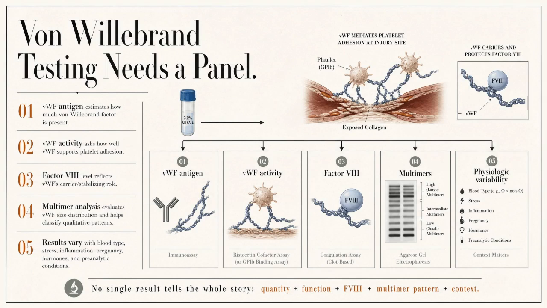This panel typically includes VWF antigen to measure the amount, activity assays to assess its function, and factor VIII activity. Sometimes, multimer analysis helps us subtype the disease. Interpretation can be tricky because VWF levels can fluctuate with stress, inflammation, and even blood type. This is a great example of how a single protein can impact multiple parts of the hemostatic system. Next, we'll look at a complex condition where the entire hemostatic system goes awry.